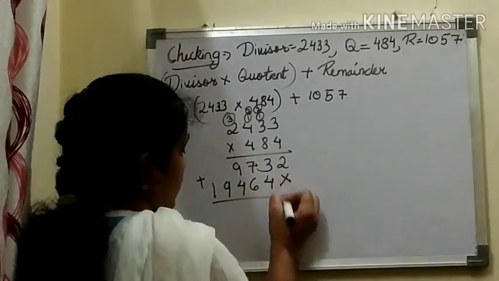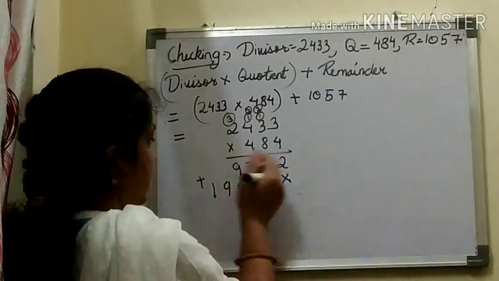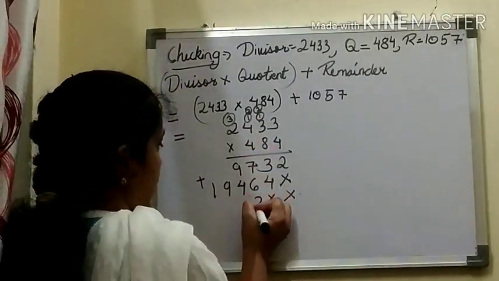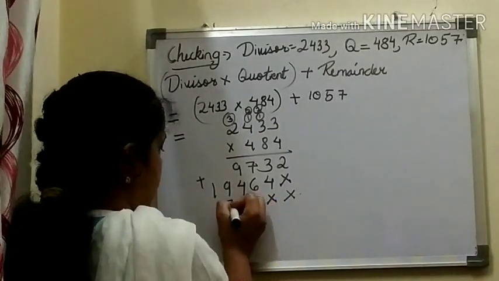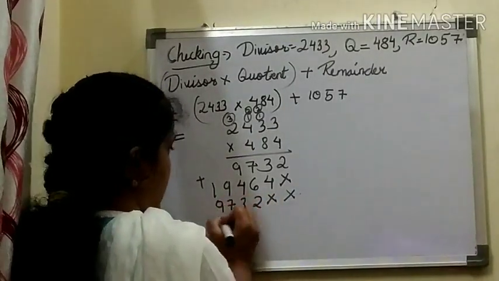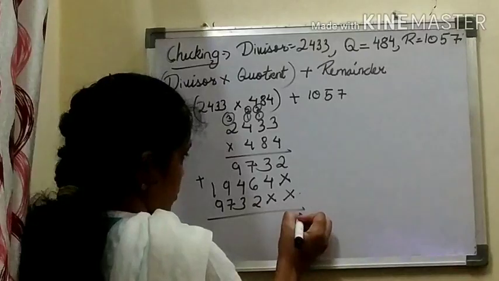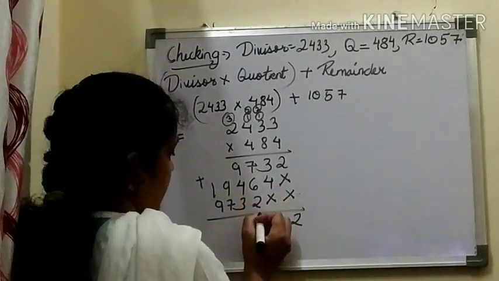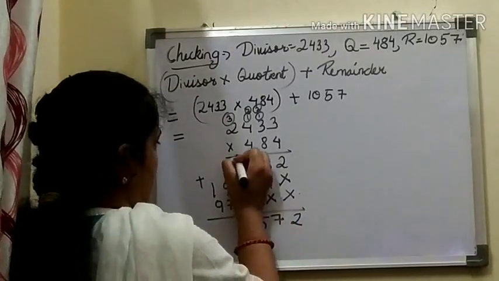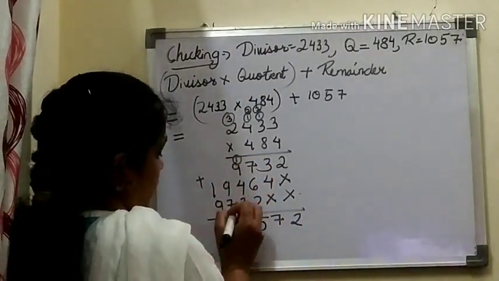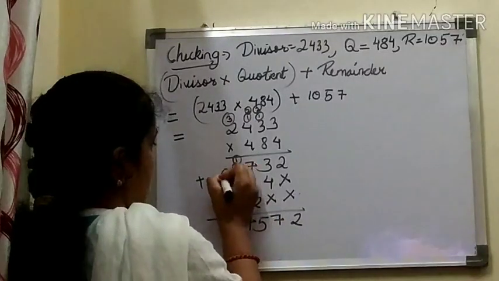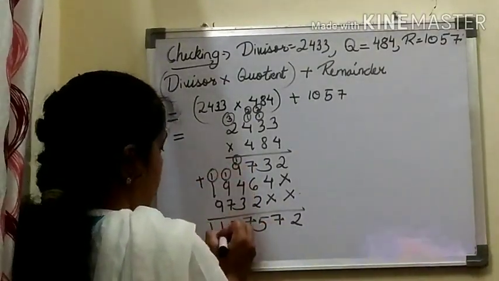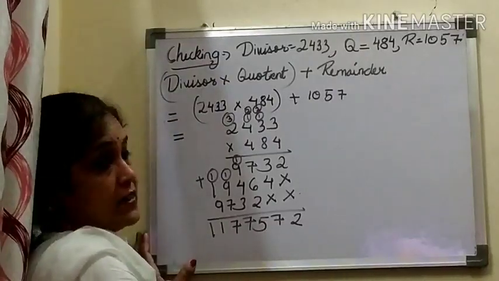Now just add them. No, one more digit we have to multiply. So again multiplied by 4, what would we be getting? We would be getting 9732. Now add these 3. 2, 4 plus 3, 7. 7 plus 6, 13. 13 plus 2, 15. 9 plus 1, 10. 10 plus 4, 14. 14 plus 3, 17. 9 plus 1, 10. We got 1177572.